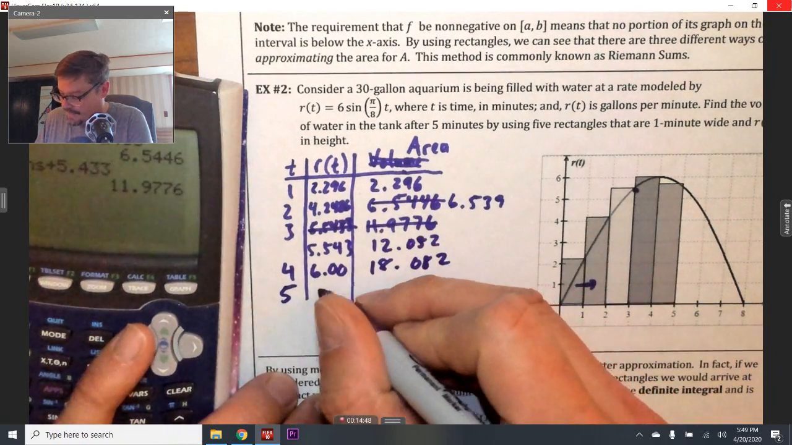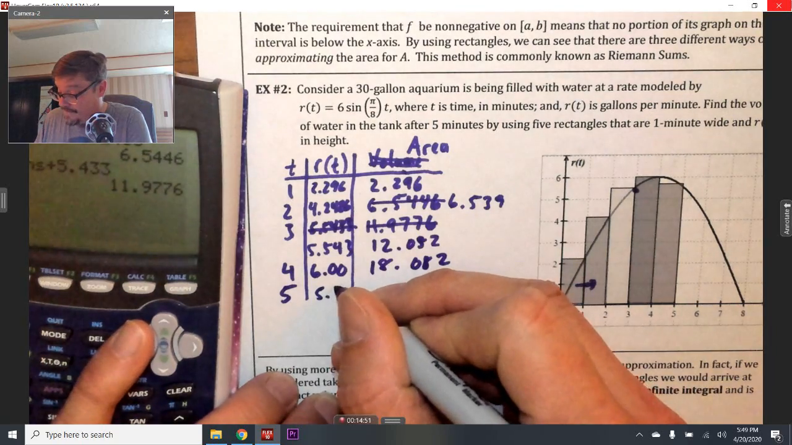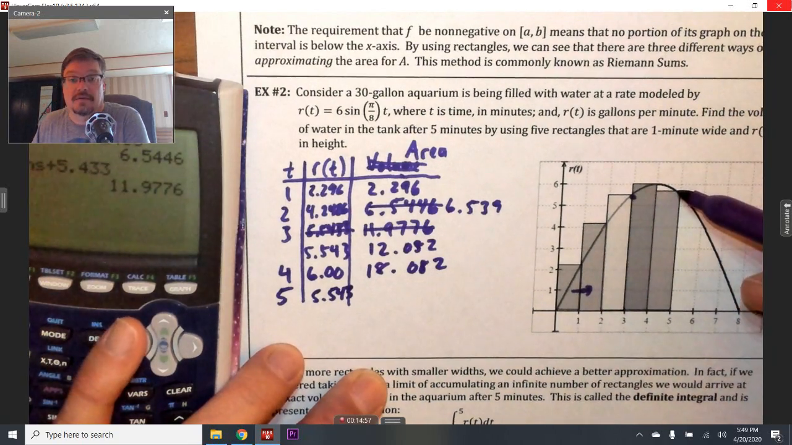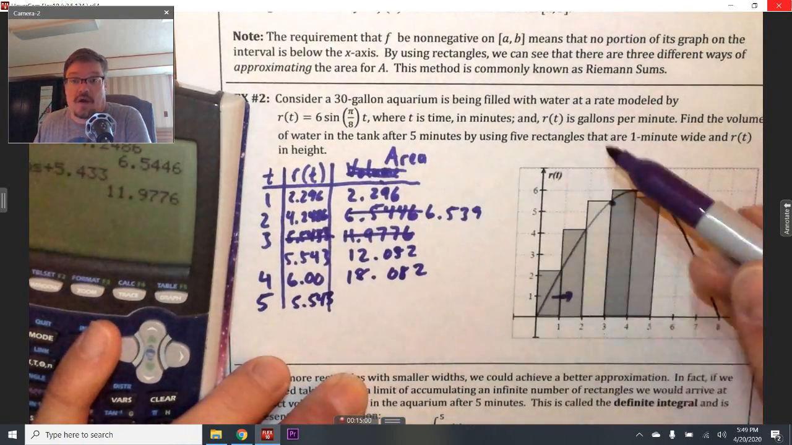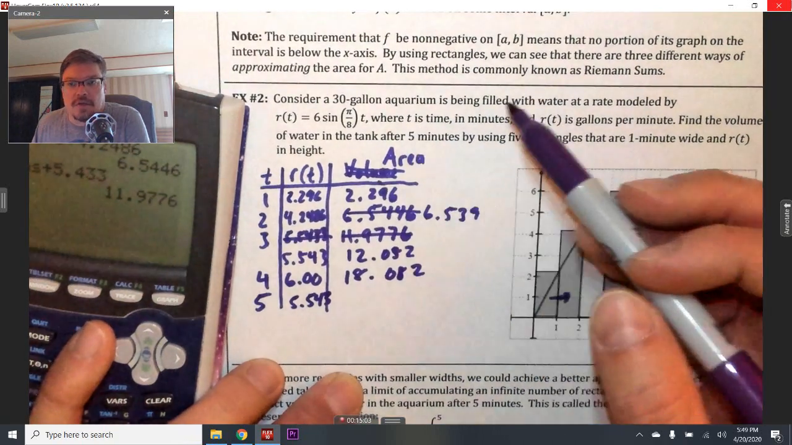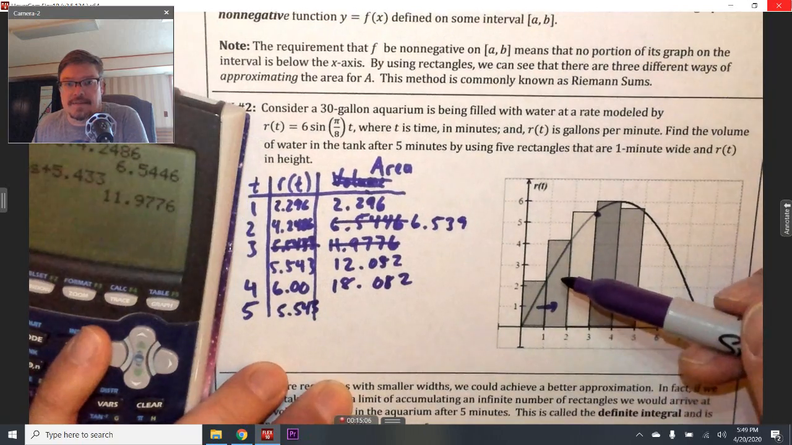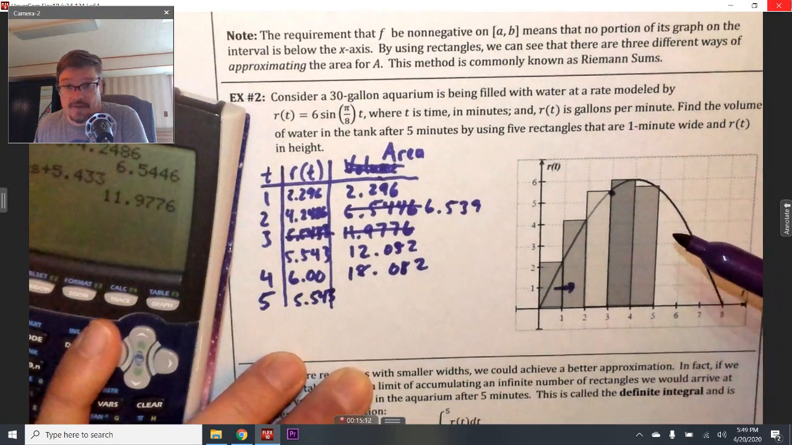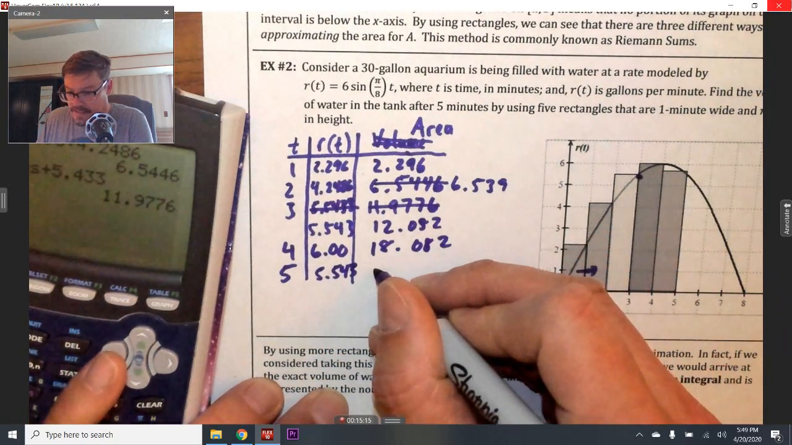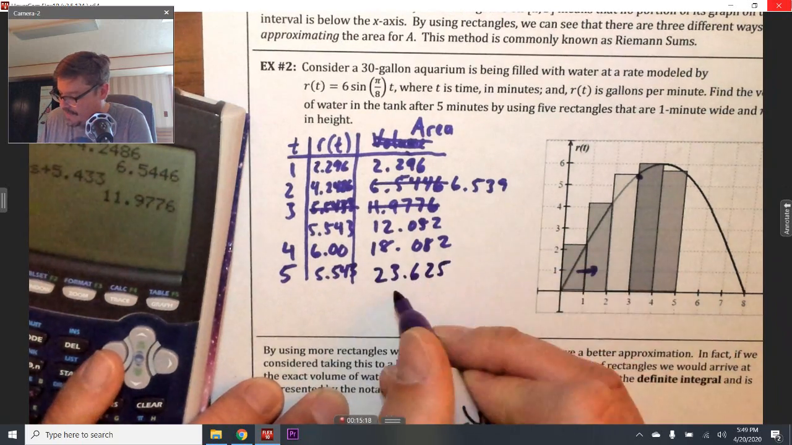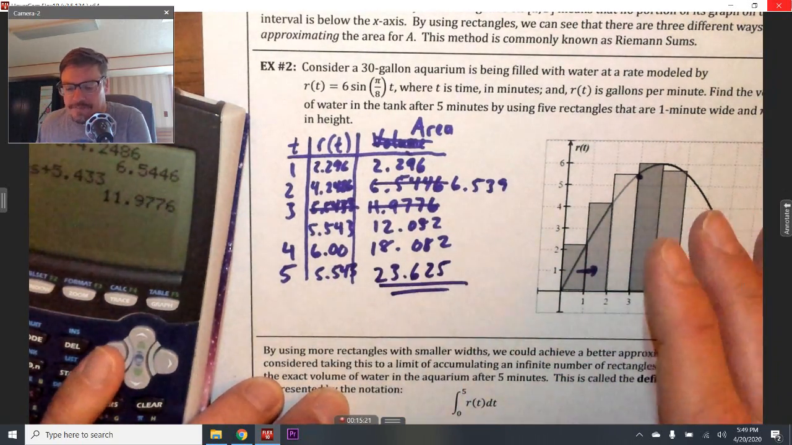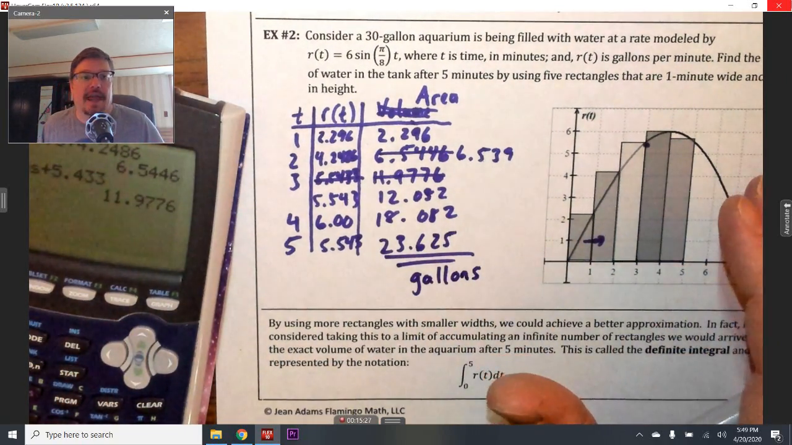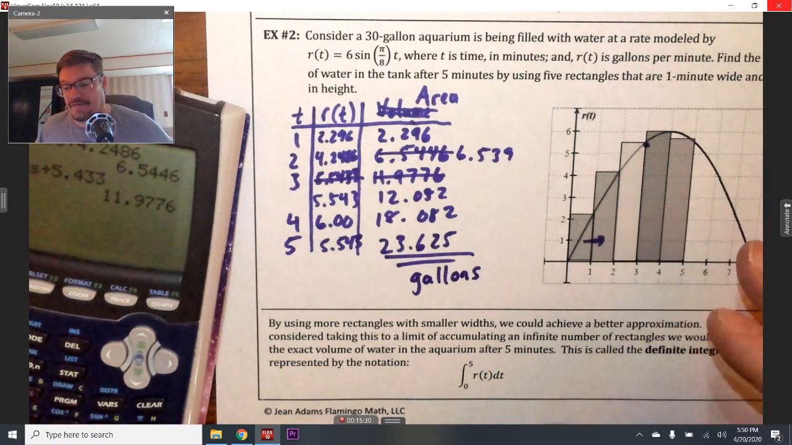Finally I plug in 5 and I get 5.543. Now notice that as we got to 5, this started to go back down again. So the volume of the water got up to, you're filling it, it's increasing. Find the volume of the water tank after 5 minutes, and the volume started to decrease again. Now, of course, I just add this up, so 23.625. Now that represents the actual volume, gallons of water that are in the tank cumulatively after 5. That's how much is in the tank after 5 minutes.